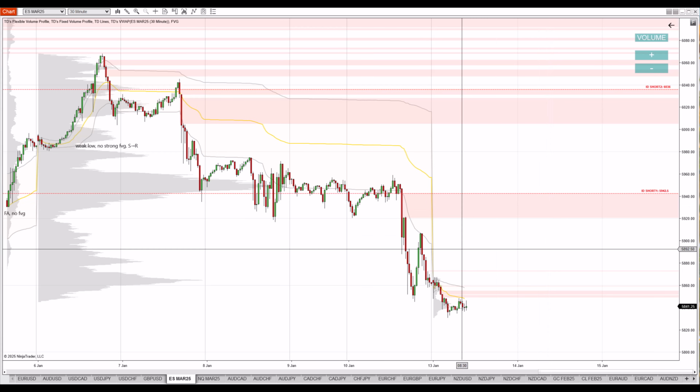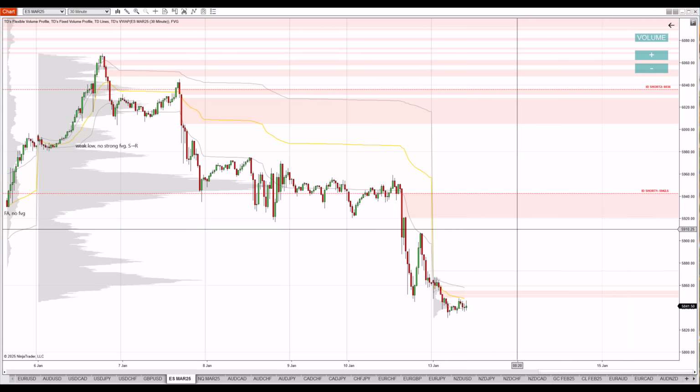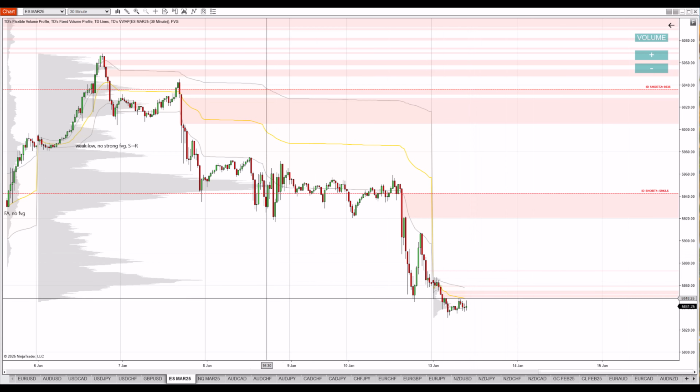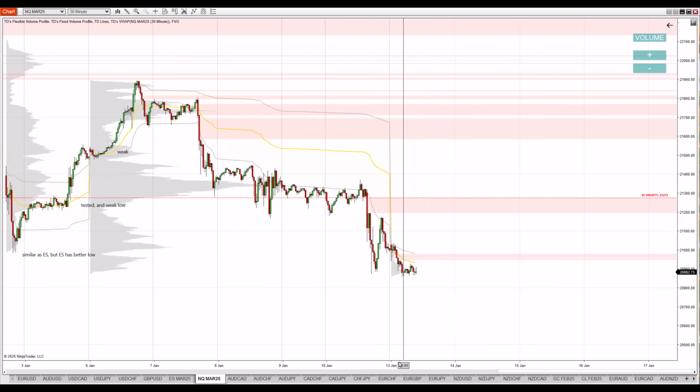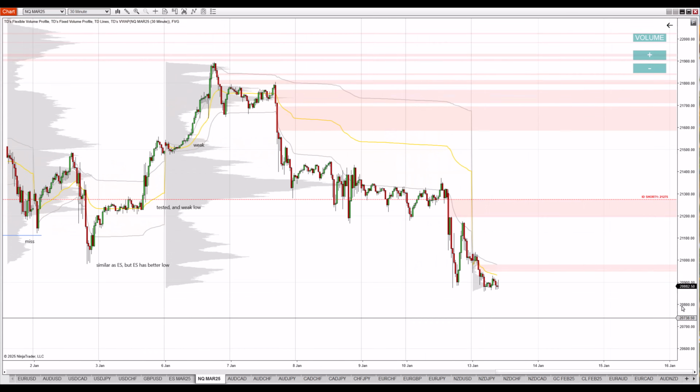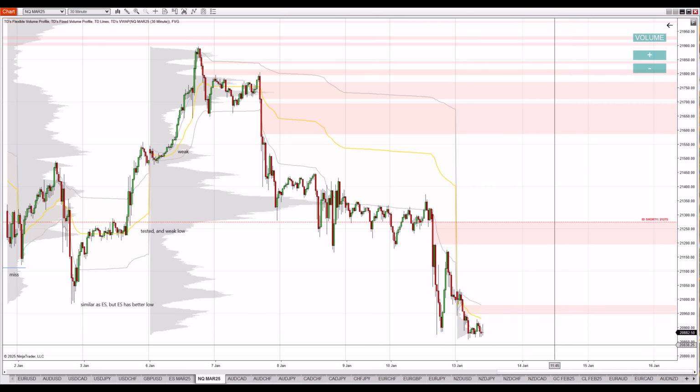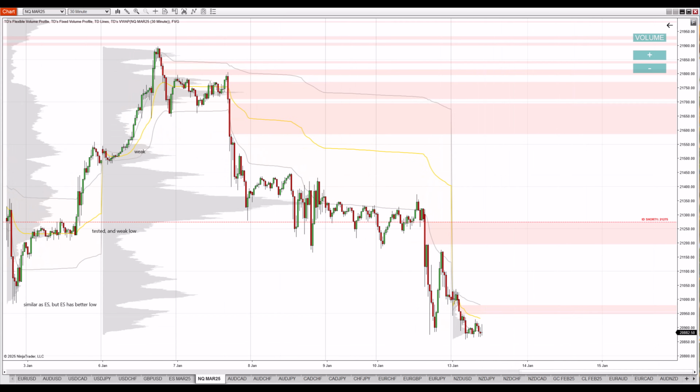Let's now focus on the levels which haven't been tested yet, and let's go over to the next trading idea. The next one will be on the NQ. So this is a 30-minute chart of the NQ. And again, let's start by looking at the shape of the weekly volume profile.